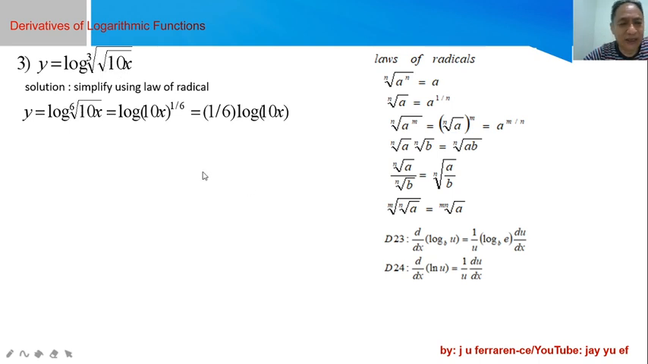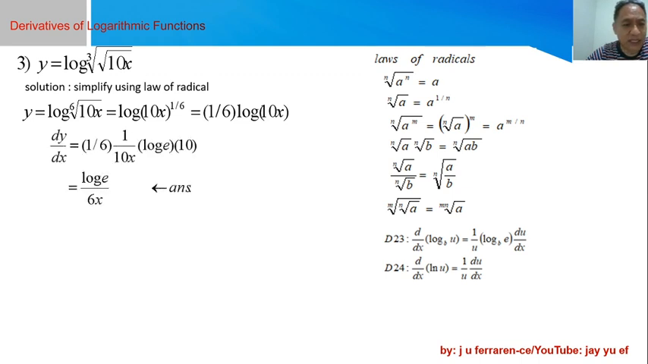So differentiating, dy dx is equal to 1 over 6, 1 over u. What's our u? 10x. 1 over 10x, logarithm of e, the Euler's constant. Then the derivative of 10x is 10. 10 over 10 is eliminated, or it becomes 1. So the final answer can be a logarithm of e over 6x as our answer.